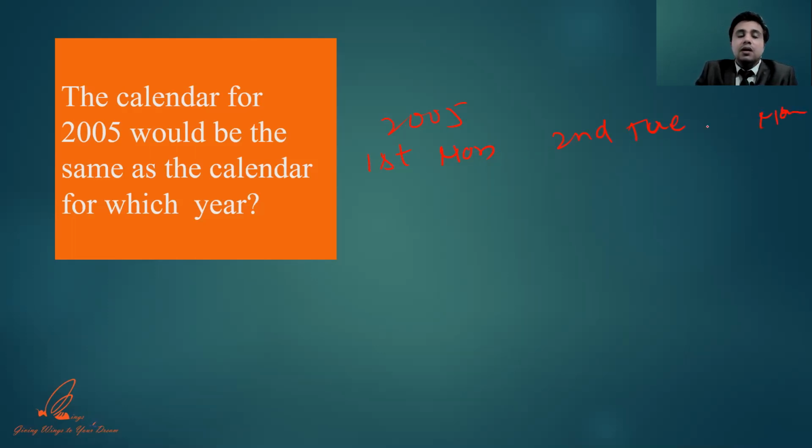Now, any other year that also starts on Monday and ends on Monday will have every day the same as in 2005, which means the calendar is going to be the same. So when they ask for the same calendar, I want a year which starts on the same day. And how will it start on the same day? If the odd days are 0, in that case it will start on the same day. So let's find out for which year the odd days will be 0.